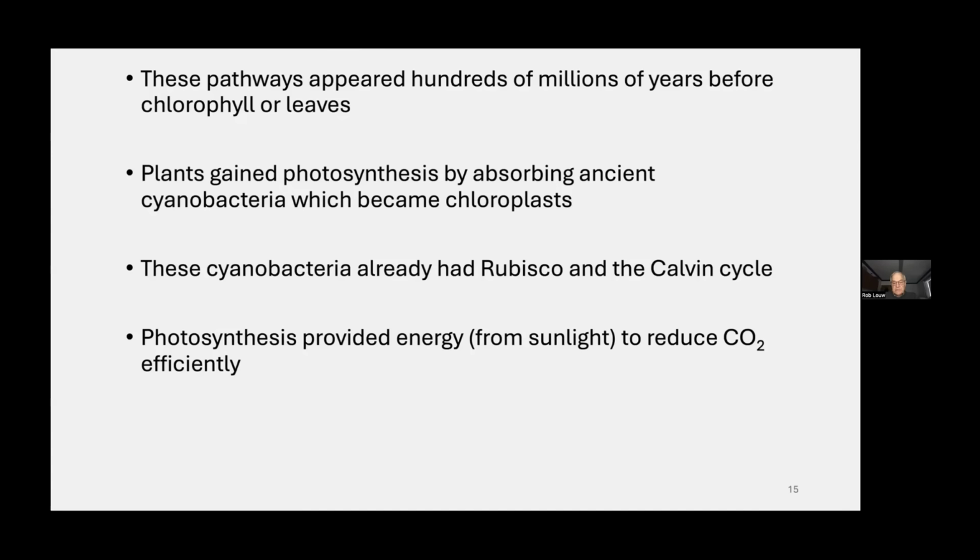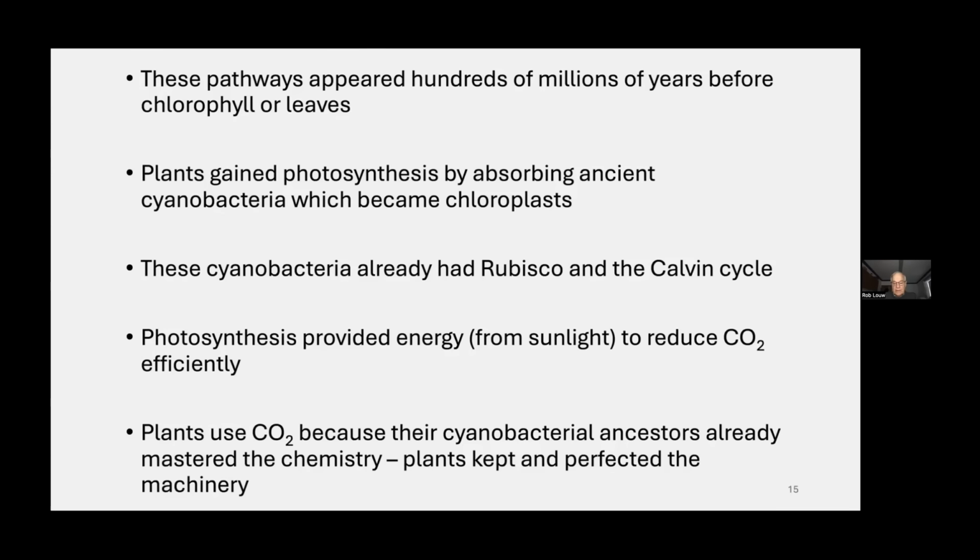Now, photosynthesis provided energy from sunlight to reduce carbon dioxide efficiently. And plants use CO2 because their cyanobacterial ancestors already mastered the chemistry. Plants kept it and perfected the machinery. So our plants were smart. They didn't reinvent the Calvin cycle or photosynthesis. They just took what the cyanobacterial ancestors had done and perfected it for today.